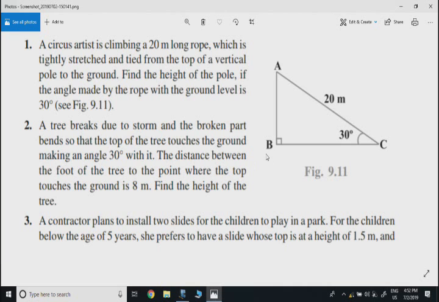The answer for the first question is 10, and the answer for the second question is 8 root 3.